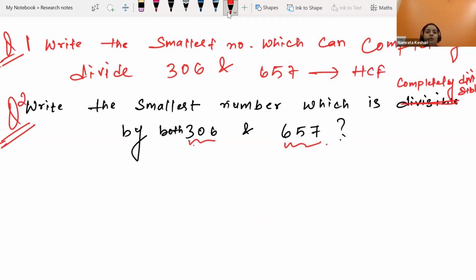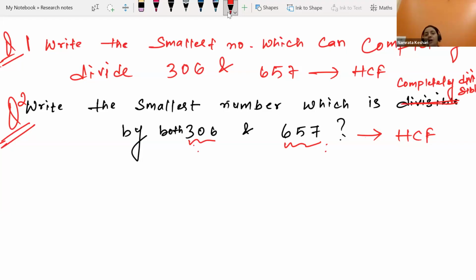And for question number 2, LCM or HCF? HCF. This is also HCF. Rest of the students, are you thinking the same? Yes. Okay, let me explain. The first one will be HCF and the second one will be LCM. Now let me explain why it will be LCM. Because we are finding the smallest number which itself is completely divisible by this also, by that also.